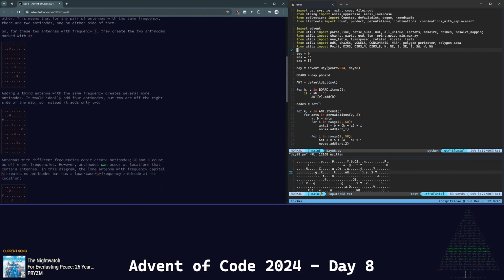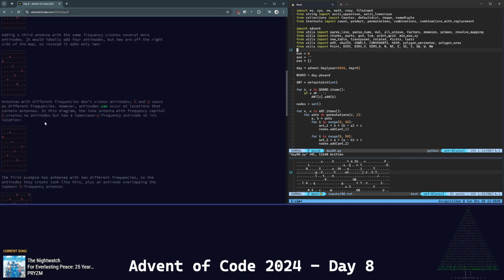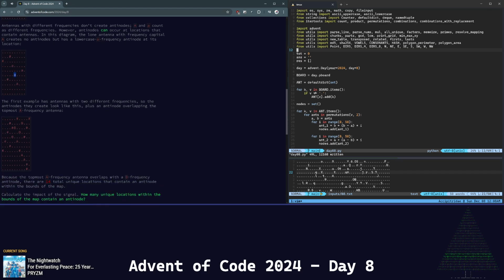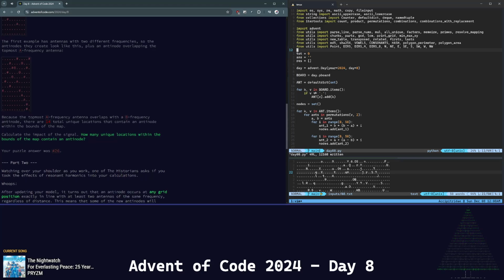The important thing to note is that if there's like 3, it creates, so if there's 2, there's only 2 possible pairwise. But here, these A's create one here, they would create one about here if it were still on the grid. And here they create it on both sides of this, and here they create it on this side, and then if the grid extended further, there'd be one here. So, and this is just telling you that the letters don't matter. If they're uppercase and lowercase, they don't match. So now it's asking how many different locations contain an antinode.